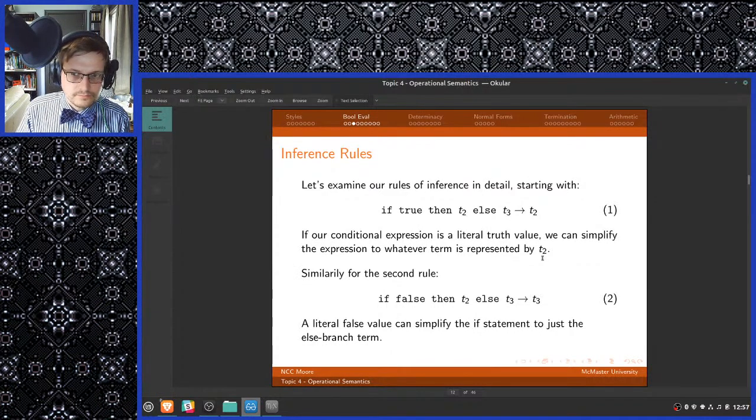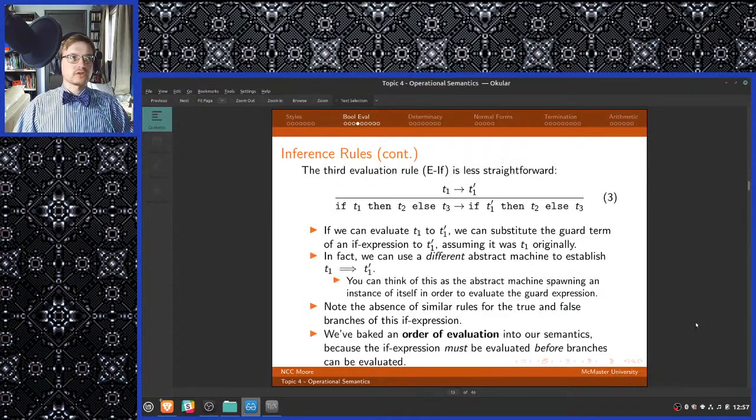So, if our conditional expression is a literal truth value, we can simplify the expression to whatever T2 is. So, you know, this works the same way as you might expect an if statement to work. If this is true, then you take this one. Otherwise, you take that one. Similarly for the second rule. A literal false value can simplify the if statement to just the else branch term. This is your intuition about how the semantics of an if statement works, which shouldn't be new to anybody.